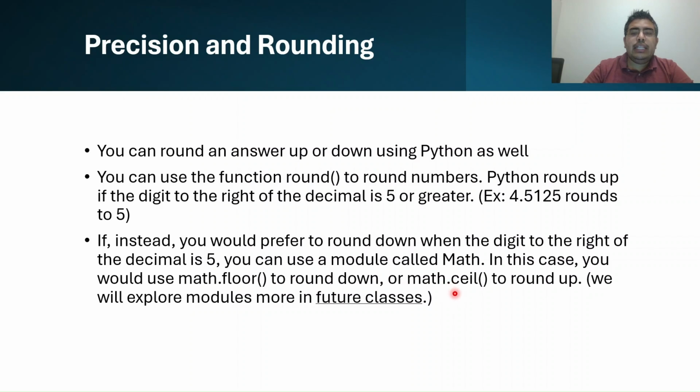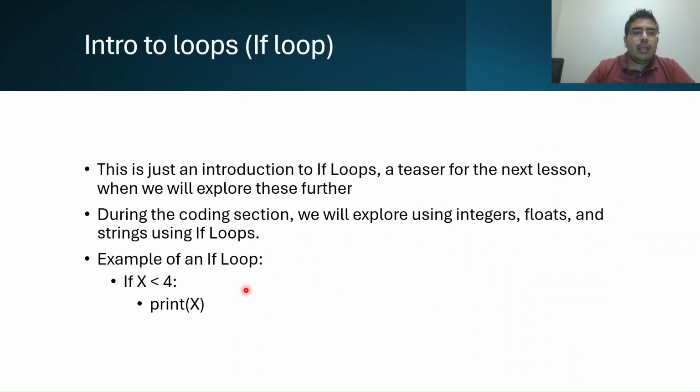Or math.ceil, which means round up as is typically done. Ceil is short for ceiling, and floor is just floor. We're going to explore this module more in future classes. Then the if loop. This is just an introduction to if loops, a teaser for the next lesson, when we're going to explore these further.